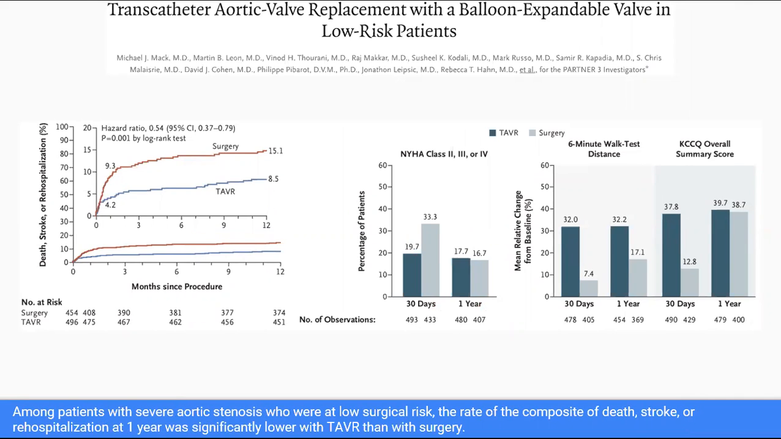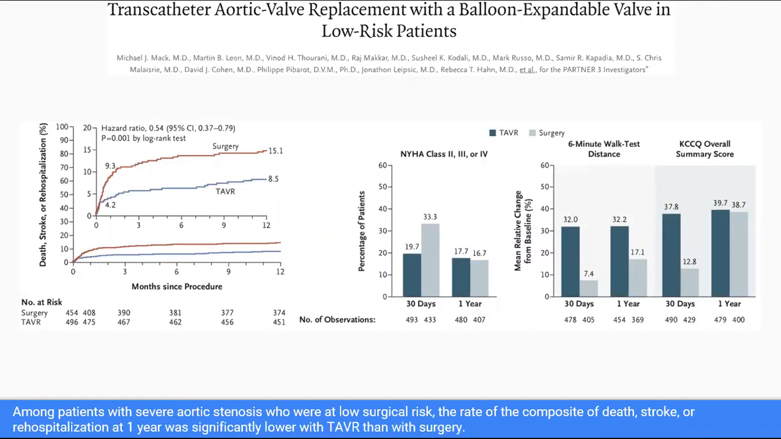And this is the PARTNER 3 trial that compared surgery versus TAVR in low-risk patients. Their primary endpoint was death, stroke, or rehospitalization, and they also added that TAVR is non-inferior but also superior to surgery, which was achieved in this study. It showed that TAVR, when performed by the transfemoral approach with the SAPIEN 3 system, was superior to surgery. TAVR was associated with a lower risk of new onset atrial fibrillation at 30 days when compared to surgical valve replacement, a shorter index hospitalization, and faster improvement in their NYHA class, their 6-minute walk test, and the KCCQ overall score.